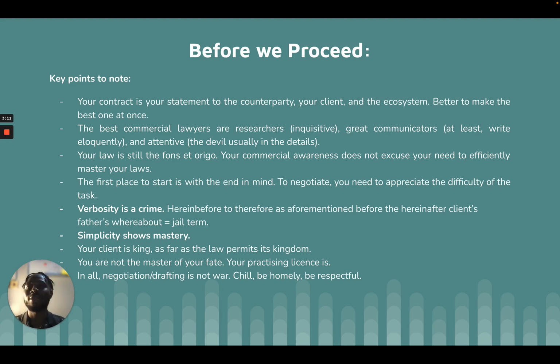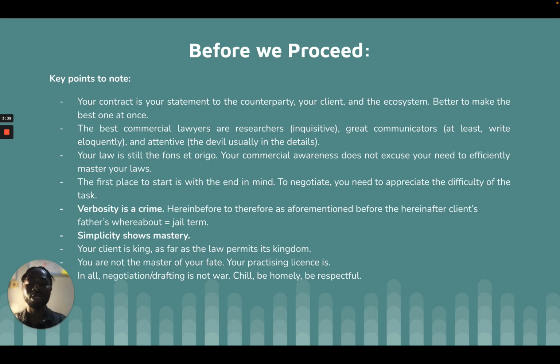Another thing is that the law is the beginning and the end, the alpha and omega, the fons et origo of your practice. So you don't want to allow your commercial awareness to evade your obeisance to the source of rigor. You need to always understand what the law is saying about what you are doing. Otherwise, you're going to be making a lot of mistakes.